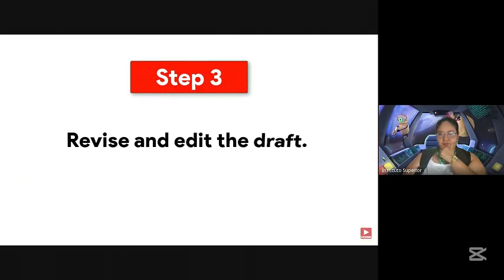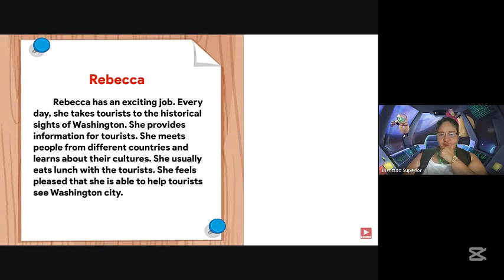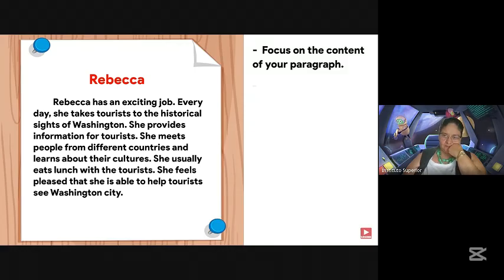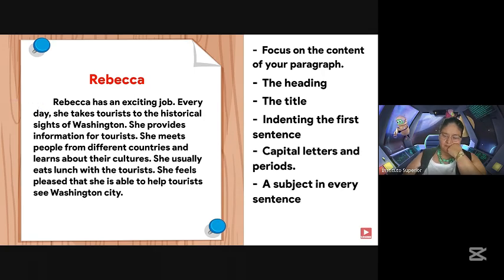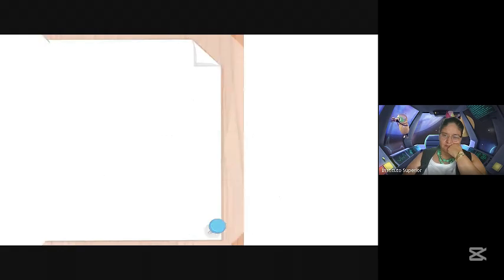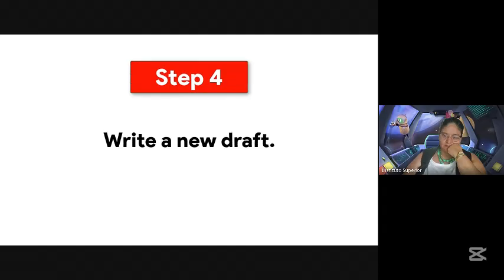Step 3. Revise and edit the draft. Read the paragraph again. It may help to read it out loud. Make changes if needed. Focus on the content of your paragraph, the heading, the title, indenting the first sentence, capital letters and periods, a subject in every sentence, and a verb for every subject. Step 4. Write a new draft.